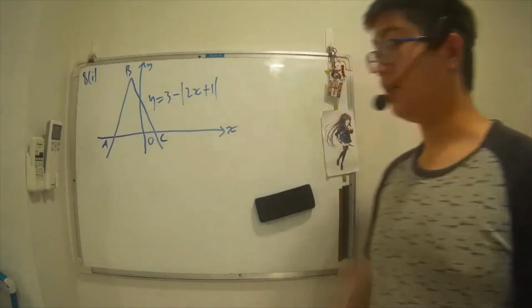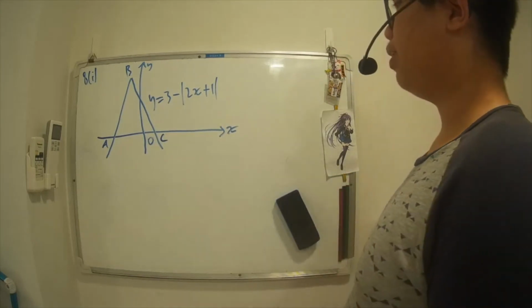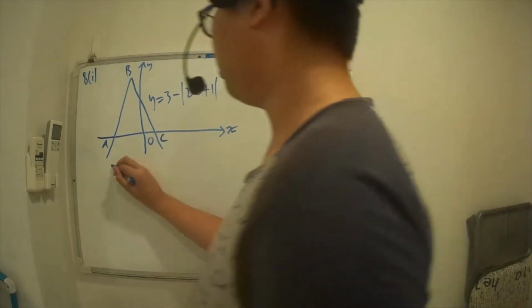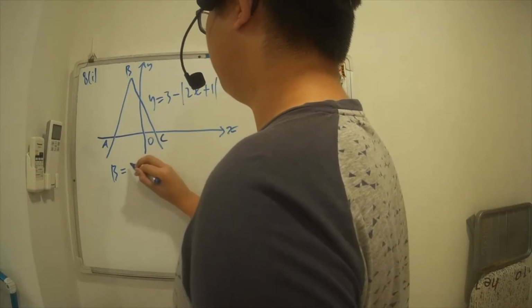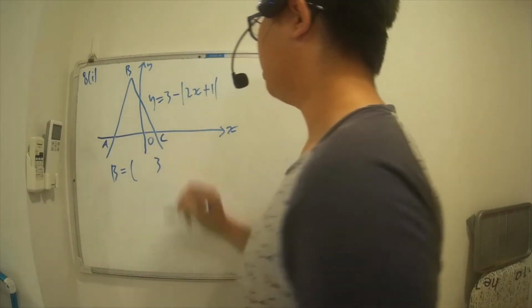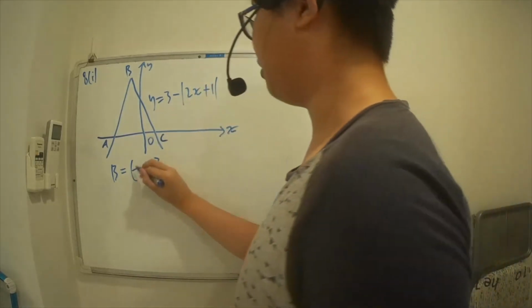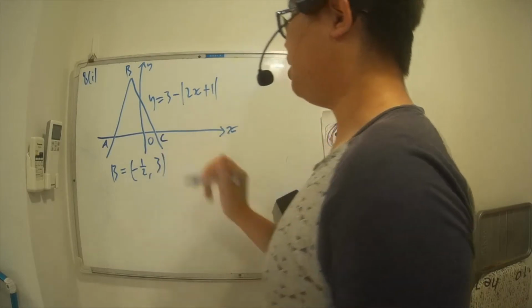Alright, so you can see that I've drawn the sketch here. B is easy to find, right? We know that the y coordinate is 3, but what is the x? This is when 2x plus 1 is equal to 0, so we have x as negative half. So B is easy to find.